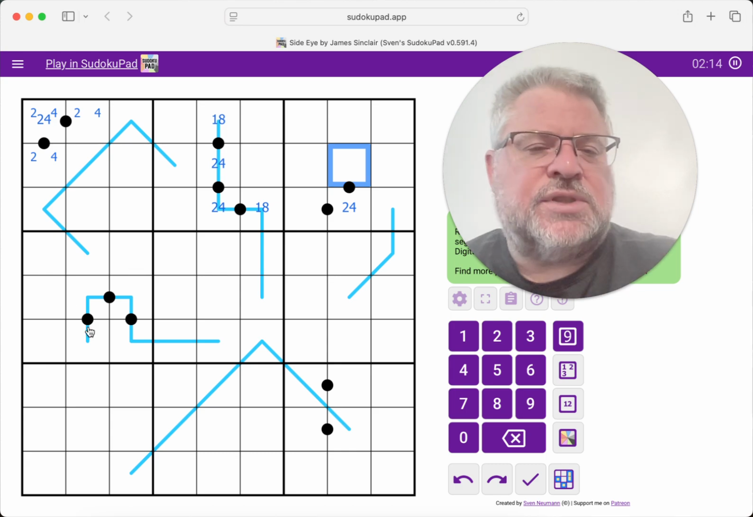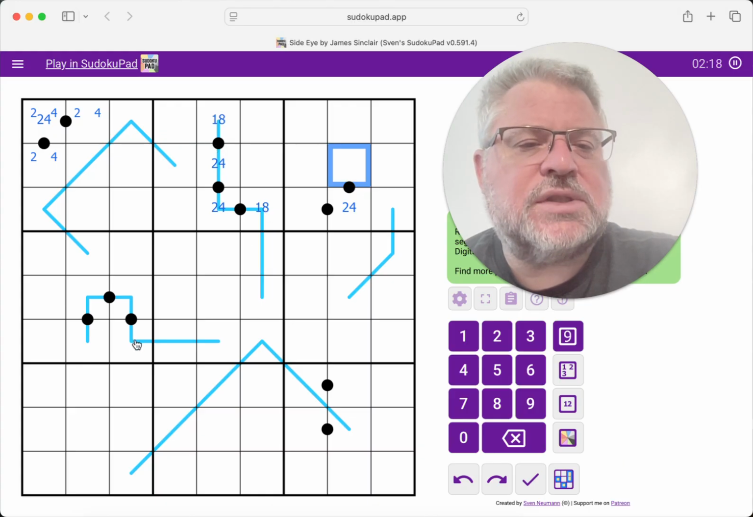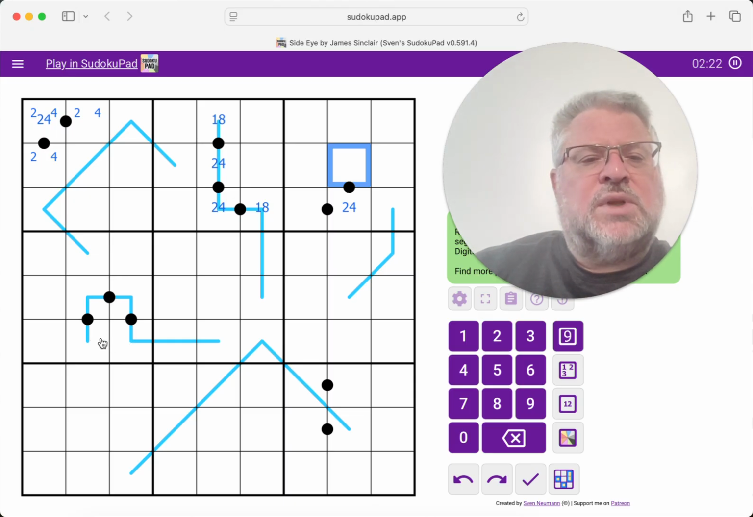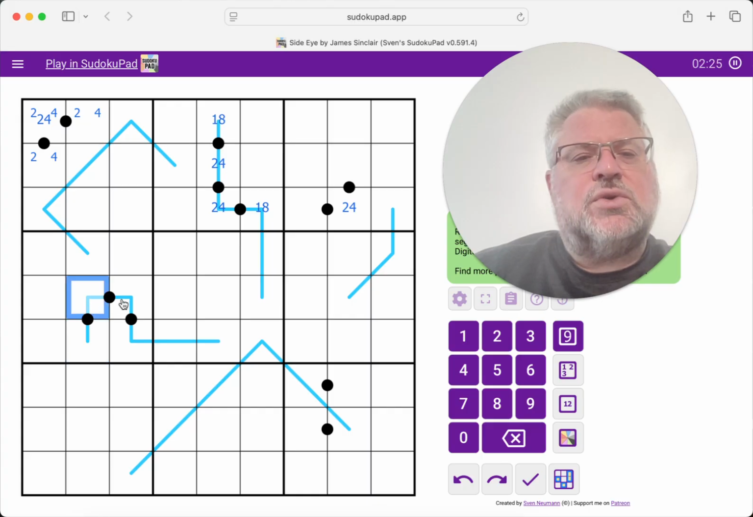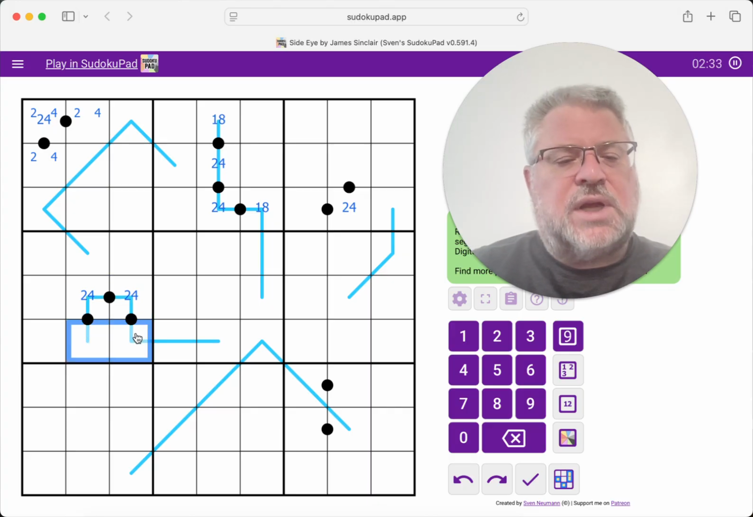This black dot sequence is interesting. Another 4 square sequence within one box. So these all must be different. So 3 and 6 are ruled out, and I think it has to go 1, 2, 4, 8, or 8, 4, 2, 1. So these two cells are a 2, 4 pair, and these are a 1, 8 pair.